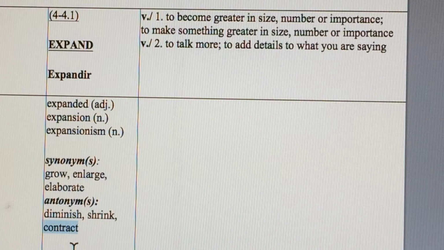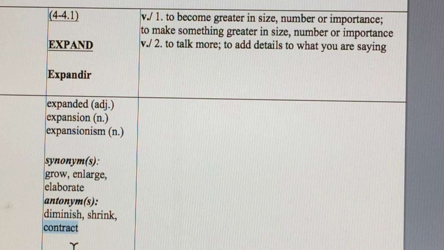Sometimes when the economy is not doing so well, you might hear the newscaster say the economy is contracting. It's getting smaller. So that is your academic word of the day. If you got this one wrong on your reassessment, be sure to write an original sentence about yourself using expand as a verb and include an illustration on a new flashcard.